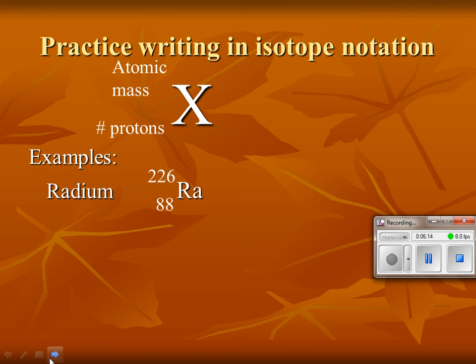So I want you to think to yourself, is this element stable? Well, look at how many protons there are, 88. It is not stable. Its nucleus will not be able to hold together.